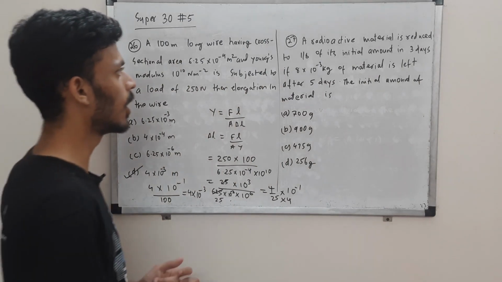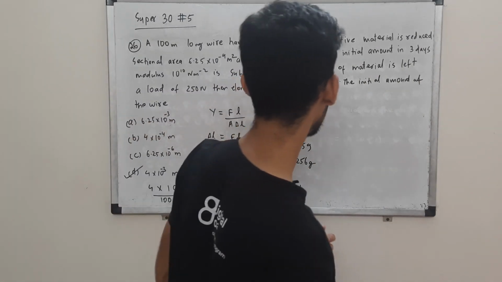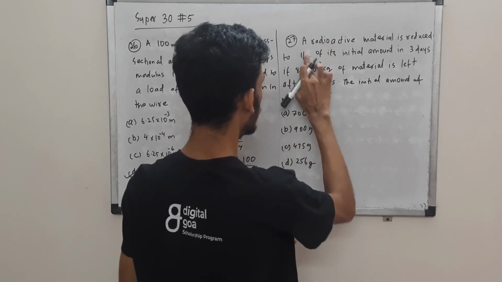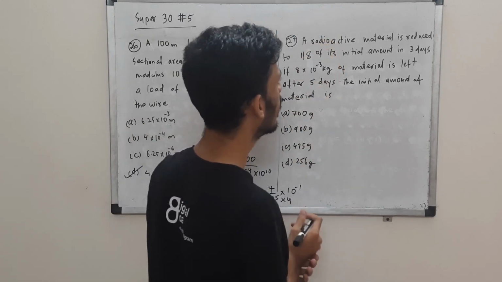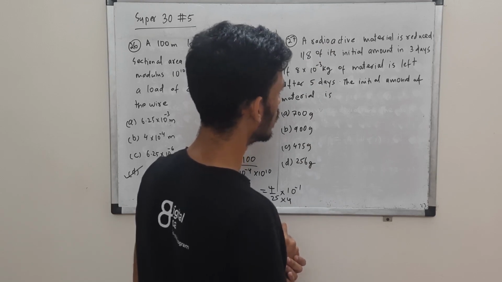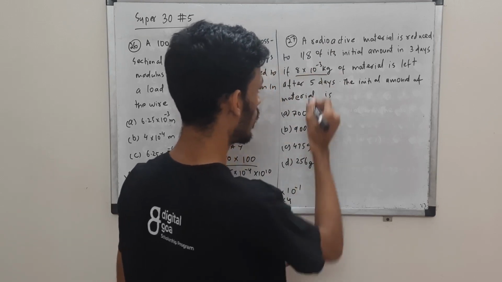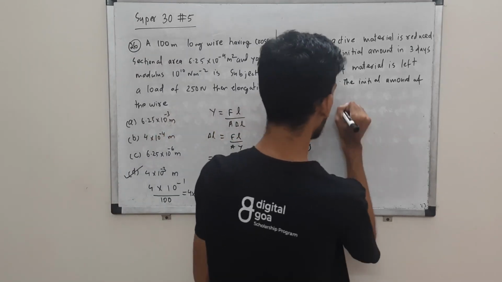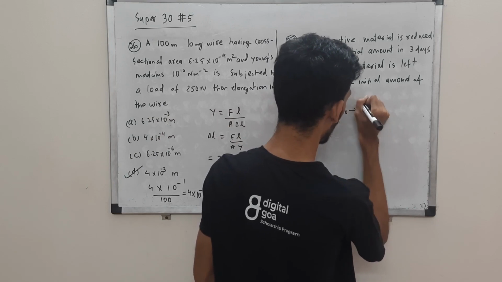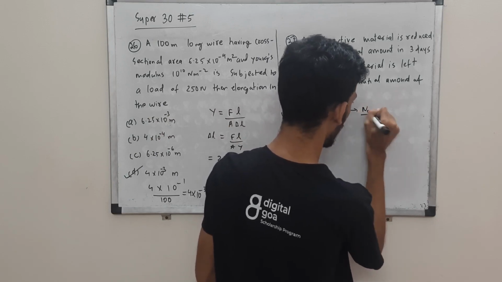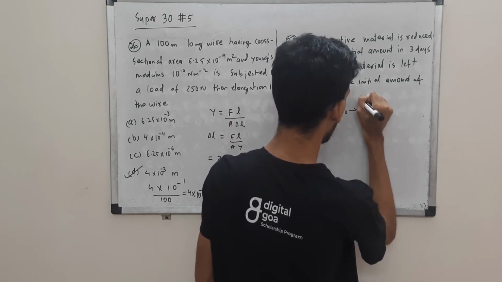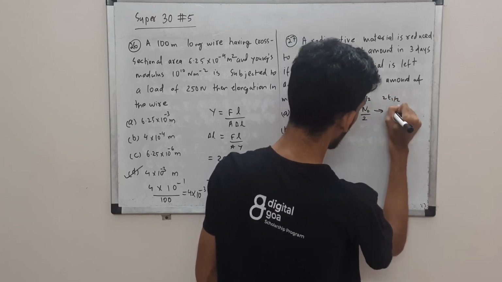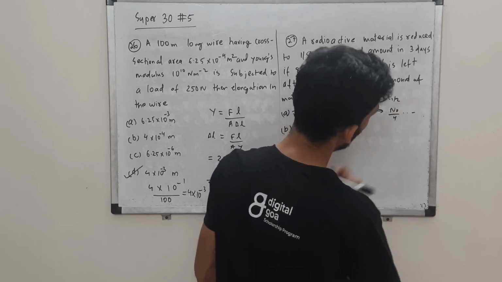Question 27: a radioactive source goes to 1/8 of its initial concentration in 3 days. If this much amount of material is left after 5 days, you are supposed to tell the initial amount of material. Now initially suppose there is N naught. I am counting after each half-life. After one half-life, and 2 half-lives, we will have N0 by 4 and so on, right?